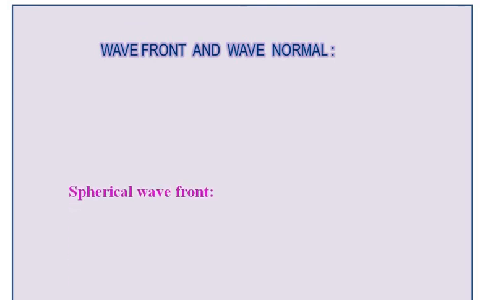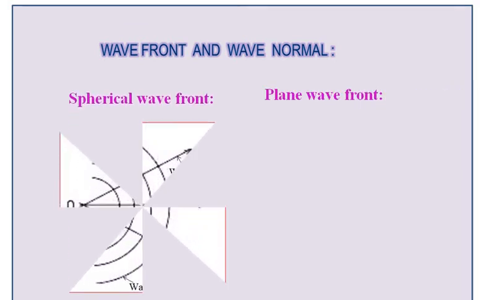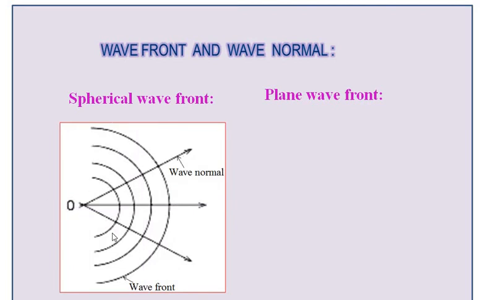The diagrams for wavefront and wave normal are shown in the figure. Here the different circles are the spherical wavefronts. This is the original source, and due to this we get these types of wavefronts. These lines, just like the radius of a circle, are called the wave normals. Wave normal means the perpendicular drawn to the wavefront.